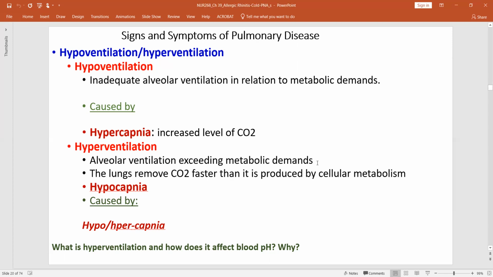What is hyperventilation and how does it affect blood pH? Hyperventilation is breathing too fast, so we blow off too much carbon dioxide, and then our pH will rise. This will cause changes in the brain that can cause fainting or dizziness.